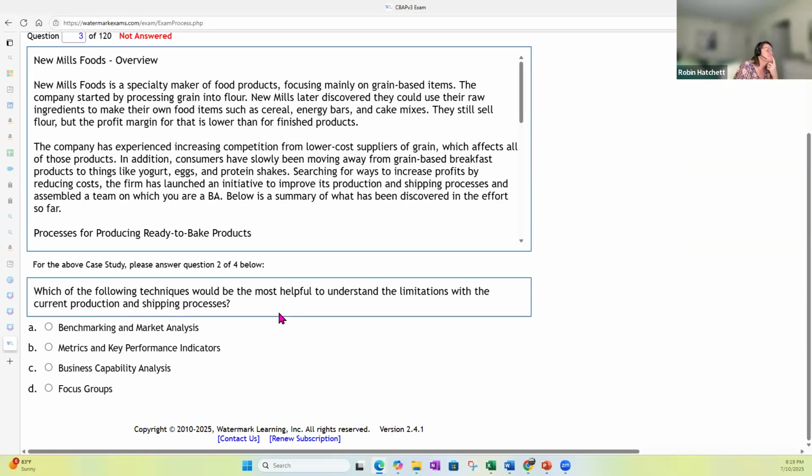Thanks, Aaron. Which of the following techniques would be most helpful to understand the limitations with the current production and shipping processes? Would it be benchmarking and market analysis, metrics and key performance indicators, business capability analysis, or focus groups?